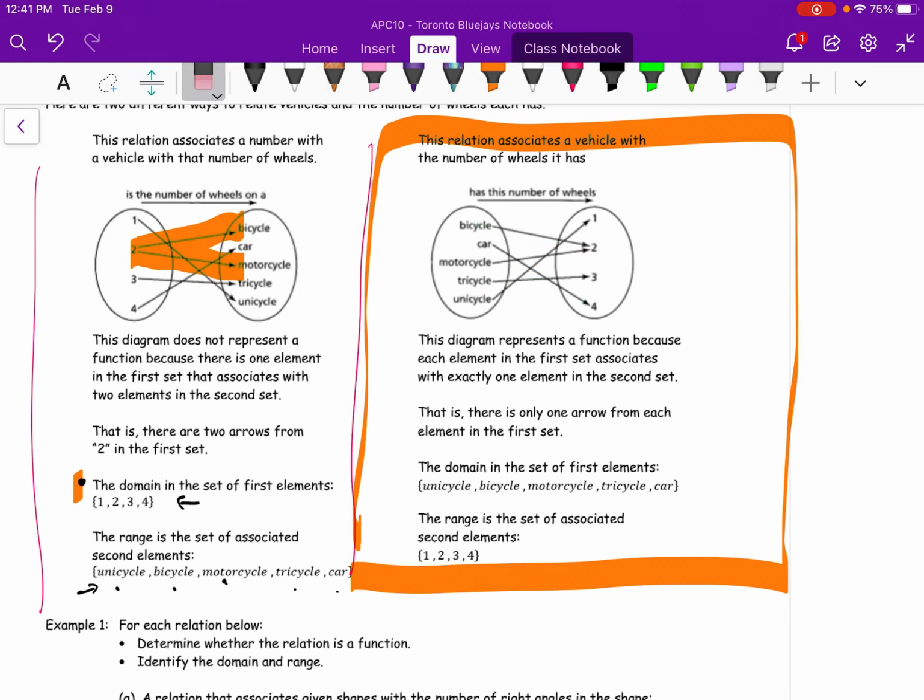So the right-hand side is what is called a function. So the left-hand side is not a function. The reason is that the element 2 mapped into 2 separate elements. Now I'm just going to answer a very common misconception. It is okay to have 2 elements mapping into the same second element, or into a set of the second element.